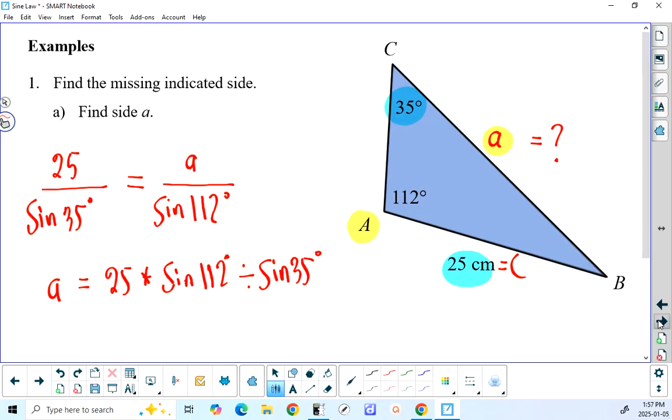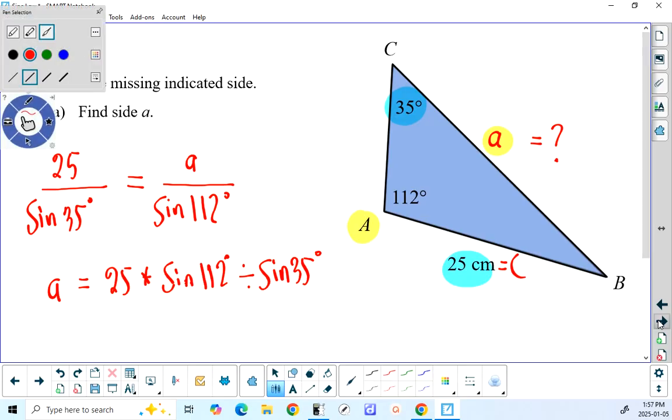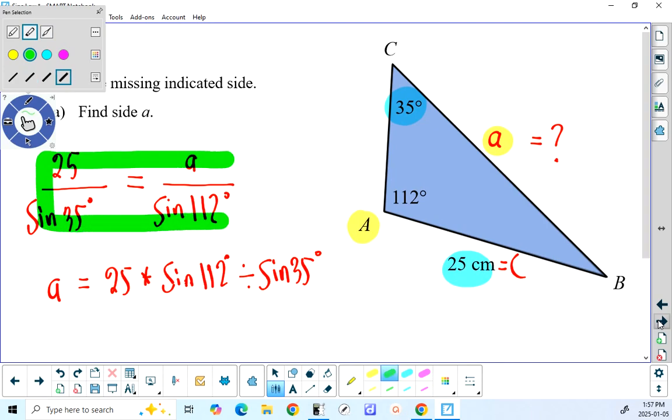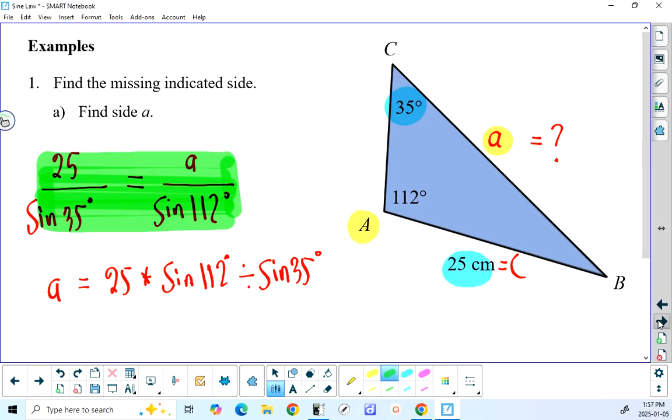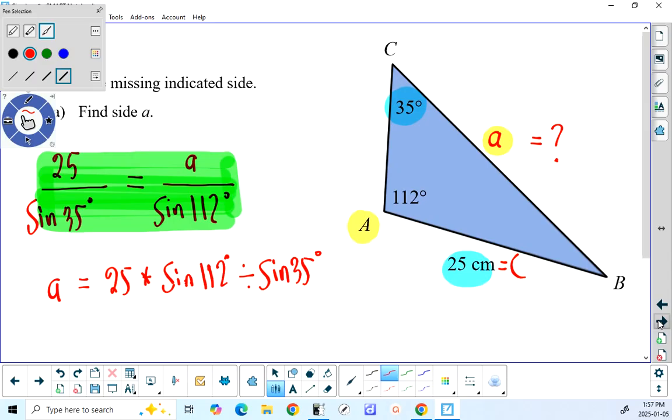I think many of us by now can just look at that equation that I'm going to highlight in green. You know what to do to get A by itself. Some of you might choose to use the fish method. Bottom line is, you should know that you take sine 112 degrees multiplied by 25 divided by sine 35. So let's see what we get. And I don't think I put in your handout how many decimals to have. I'm just going to tell us that we want one decimal place for anything that we do today in this lesson.